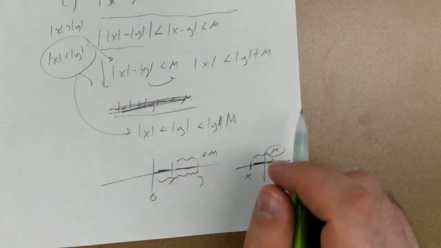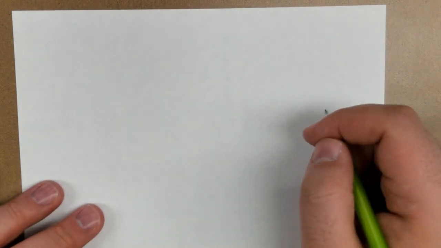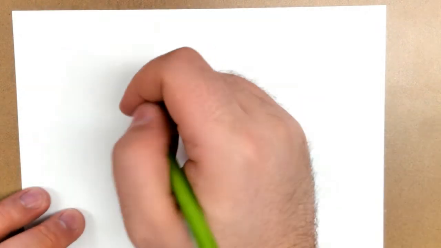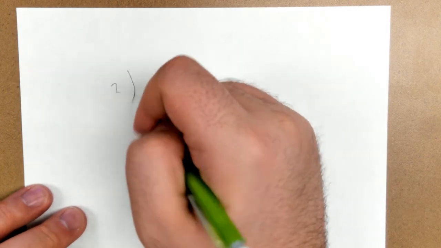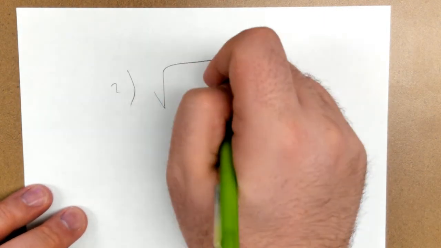Okay, so that's number 1. The triangle inequality and the reverse triangle inequality are awesome facts, and we'll come back to them in just a minute. Okay, so number 2 says x and y are positive numbers.